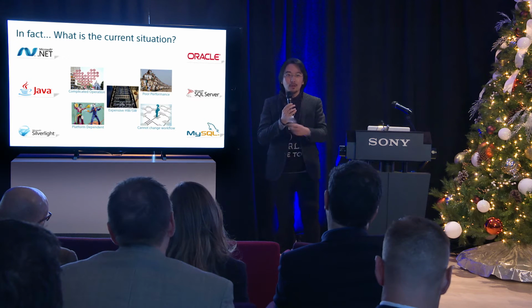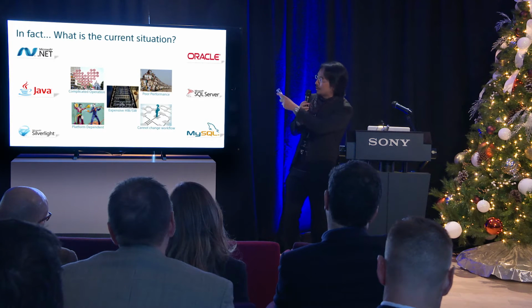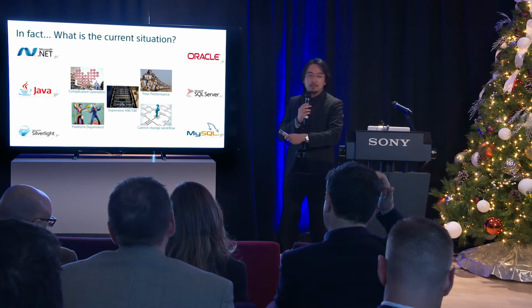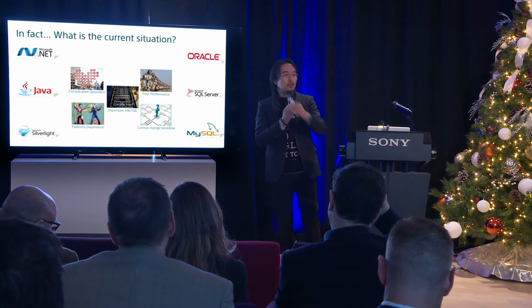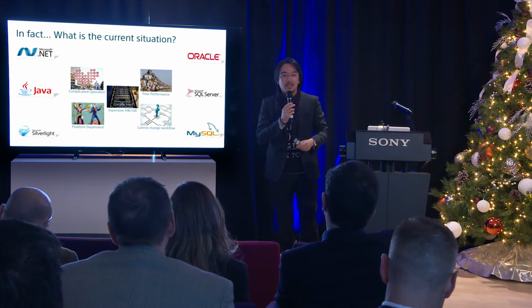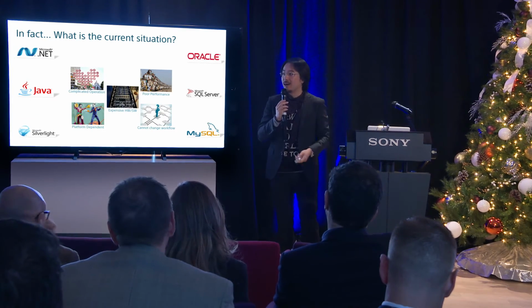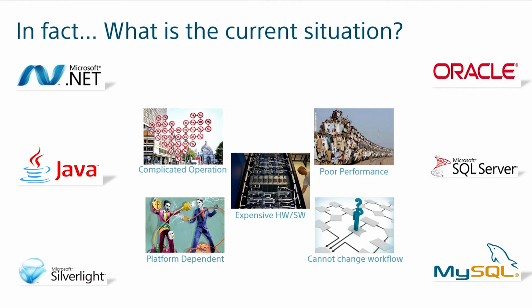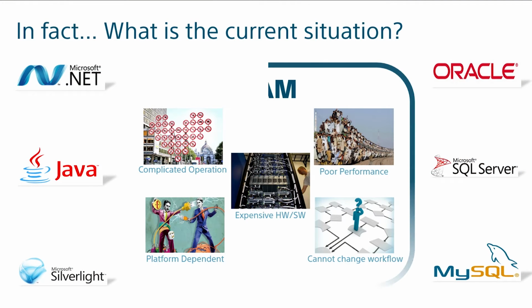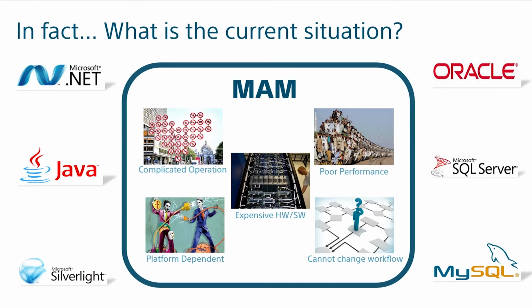And of course, the software itself is expensive. Oracle, SQL Server, nothing is cheap. Vendor need to pay to Oracle, to SQL Server. I can imagine that's why Larry Ellison can buy the island in the Hawaii, right? So these are all the current situation we learned from the MAM.